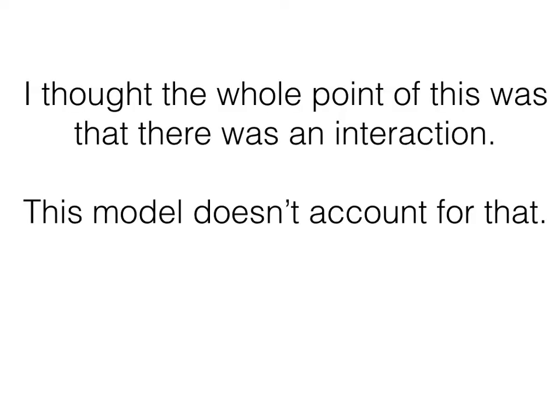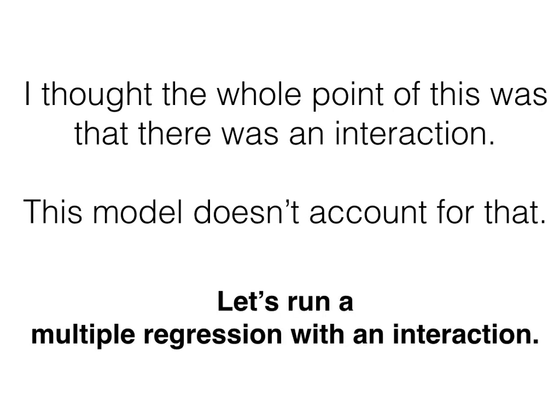Okay, we now can make a model with two variables, but you may be thinking, I thought the whole point of this was that there was an interaction. This model doesn't account for that. Well, now that we understand an additive multiple regression, let's run a multiple regression with an interaction. This takes us to part 2 of our math lesson for today.